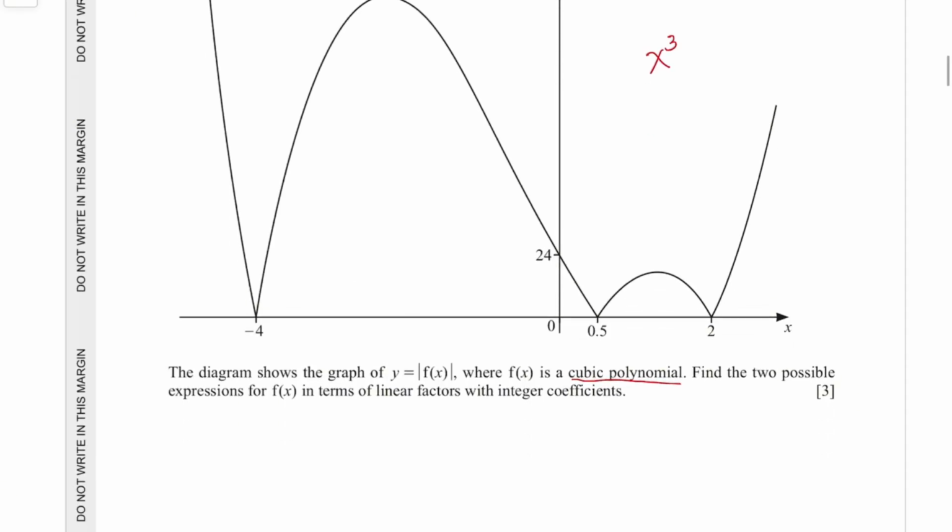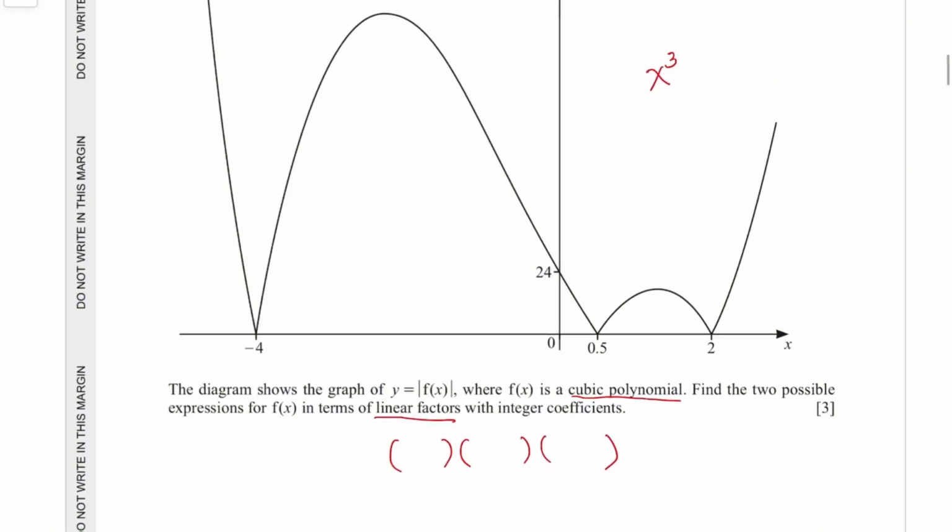So when they want it in linear factors, you are expecting to have those factors written in linear form, which means it must be of degree 1. Linear is degree 1. So let's see the possibilities. You can see that the roots of this cubic polynomial are at -4, 0.5, and 2. Means that you are expecting x plus 4 as one of the factors, and then you also have x minus 0.5 or half, or this can be written as 2x minus 1.